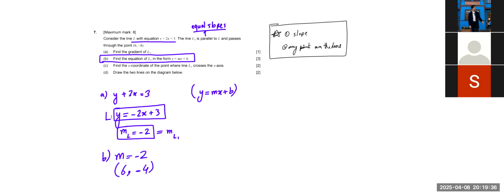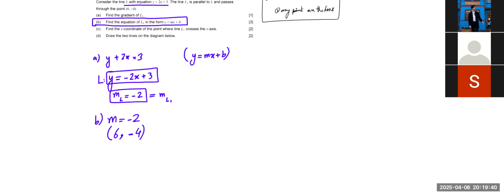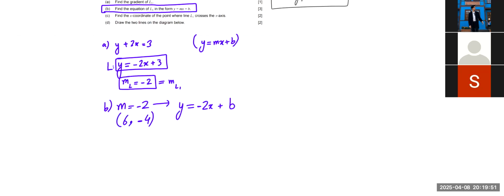Okay, so how do we do this now? Well, because we know the slope, we can write down the general equation and plug in the slope that we know. So the equation looks like this, right? Okay. So this is your equation. You don't know b yet. Okay, so what do we do? We know this point. We know that when x is 6, y is -4.